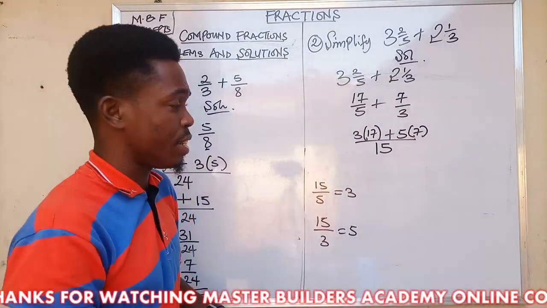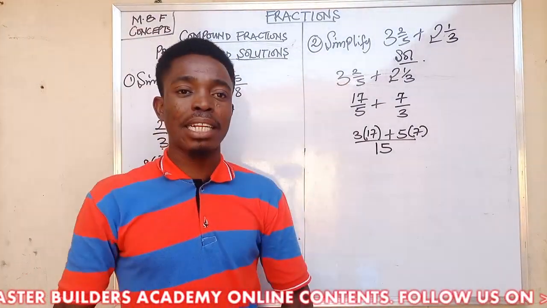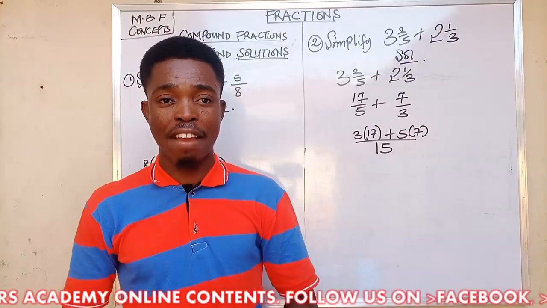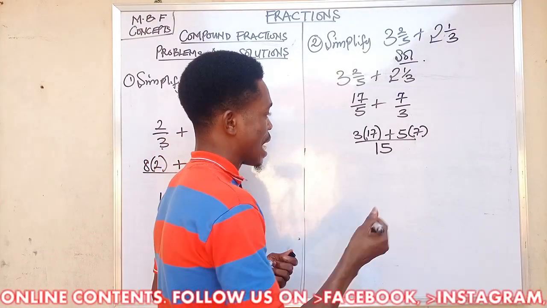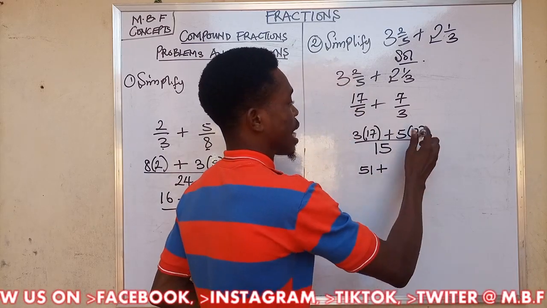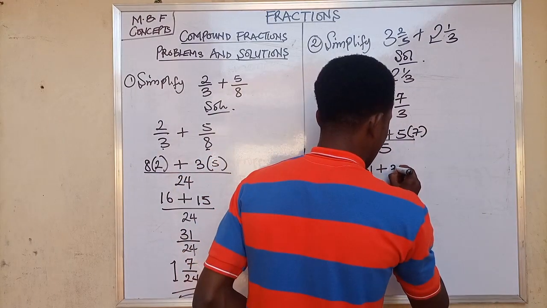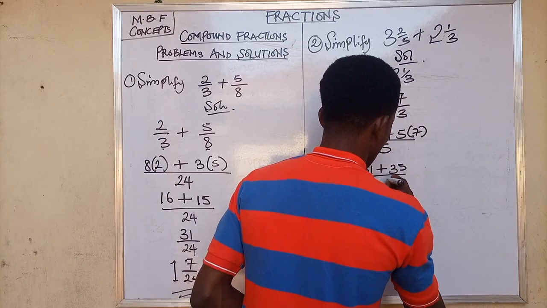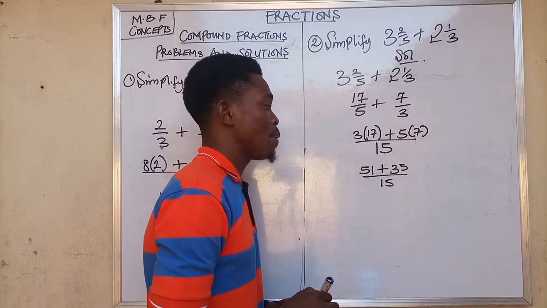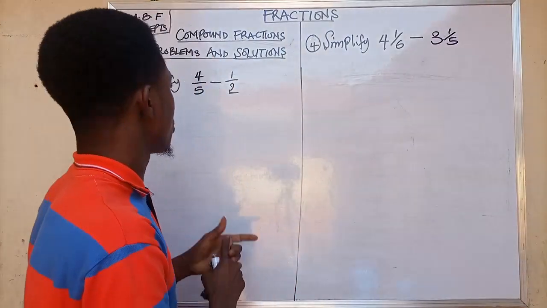Guys, it's as simple as this. All we need to do here now is to multiply 3 by 17 and also multiply 5 by 7. So 3 times 17, guys, you are going to have 51, plus 5 times 7, we are going to have 35, all over 15. It's as simple as this, guys. 51 plus 35.